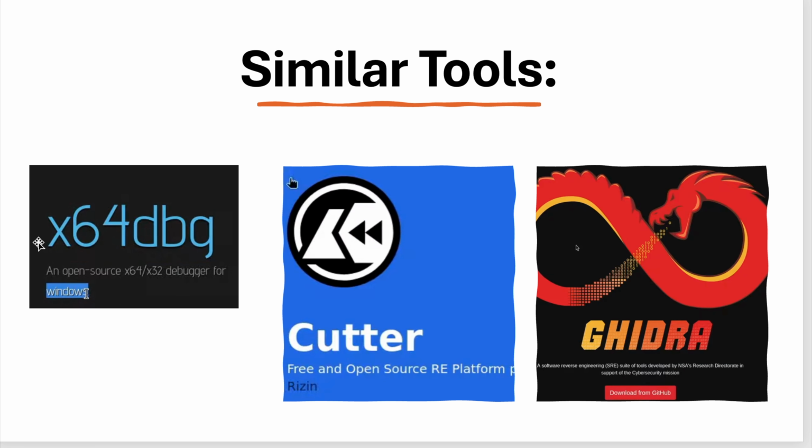Now, if you're on Windows, you may want to try x64dbg. Cutter is really great, and that's what we're going to be doing today. It's great if you have Linux or Unix, like for example Mac OS, or Windows. So Cutter is great for portability. Ghidra is probably one of the best known reverse engineering tools that we have, and that was brought to us and given to us by the NSA.